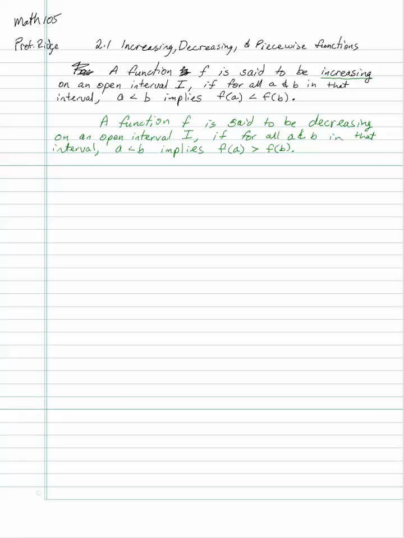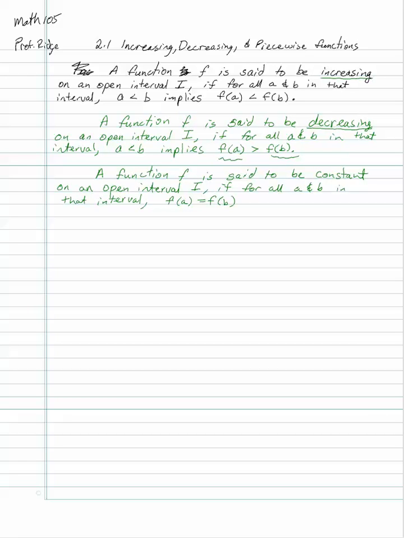A function f is said to be decreasing on an open interval I if for all a and b in that interval, a is less than b implies that f of a is greater than f of b. So again, this says that as you move on a graph from left to right, the y values, remember these are y values, f of a is greater than f of b, that's saying that the y values are going down as you move left to right.